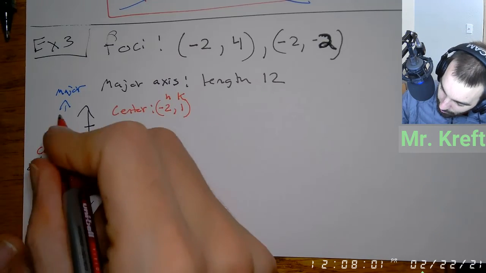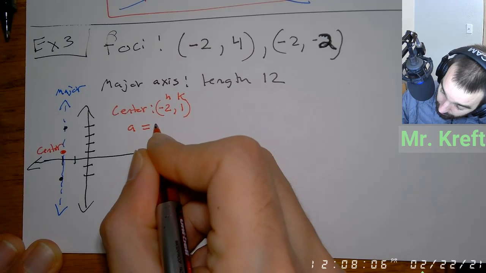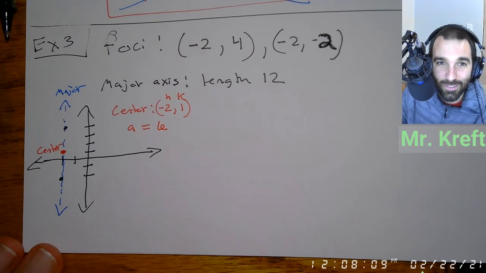And then I'm not going to make this mistake again. So my major total length is 12. So then my A is 6, right? That's half of 12, right?